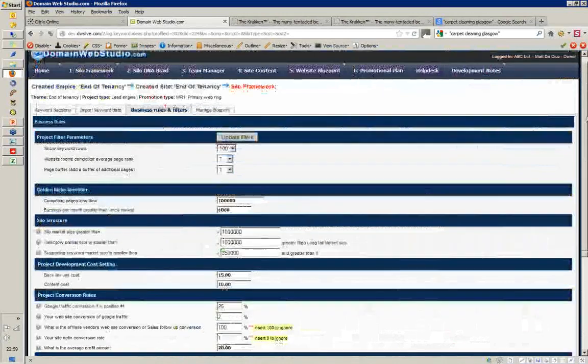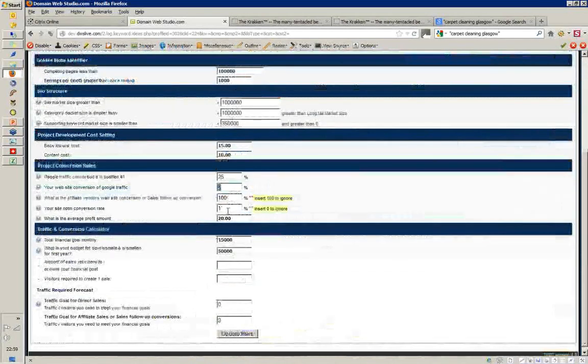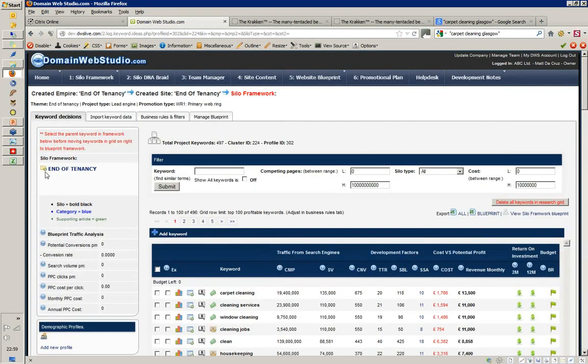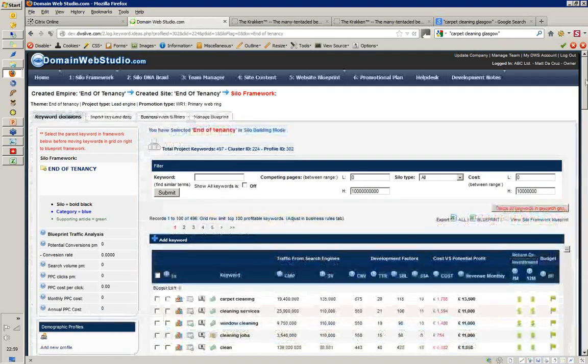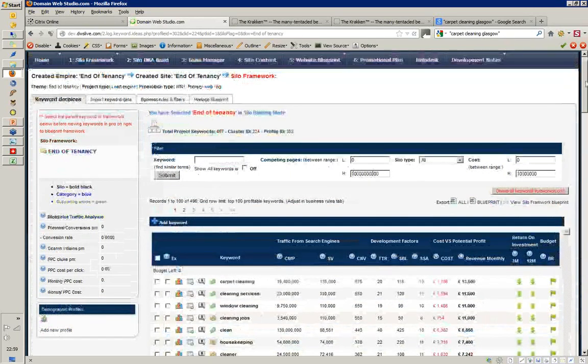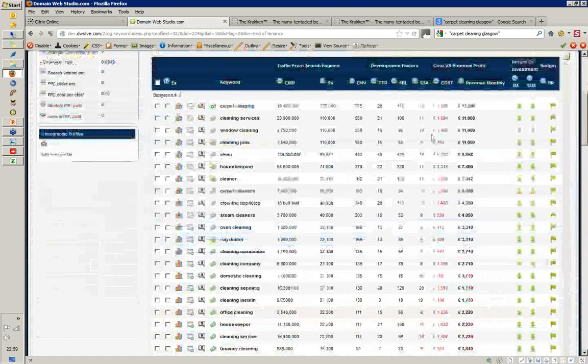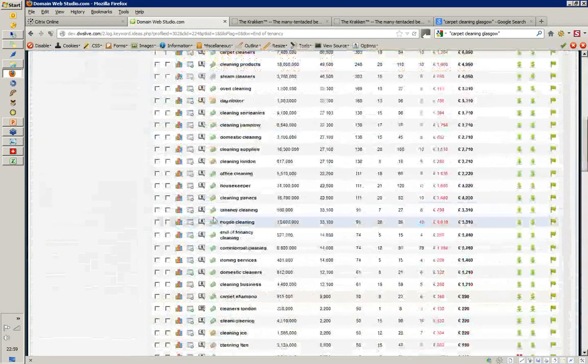So if we get 25% of the traffic, and we get basically a 2% conversion, and we're getting $20, that's how it calculates the conversions. So it's the traffic times 25% times the 2% for our on-page conversion rate. That gives us our conversions. So you set those up in the business rules, and then it does the calculation for each keyword. Yeah. So all we're doing is looking at where the high conversions are.